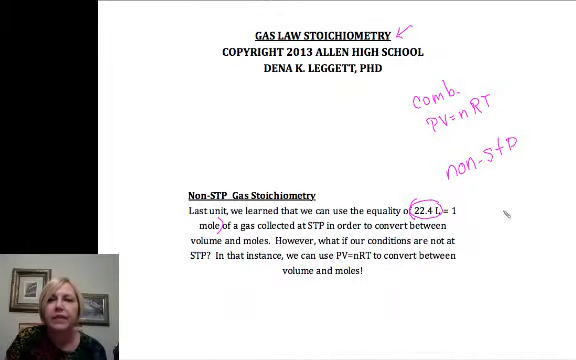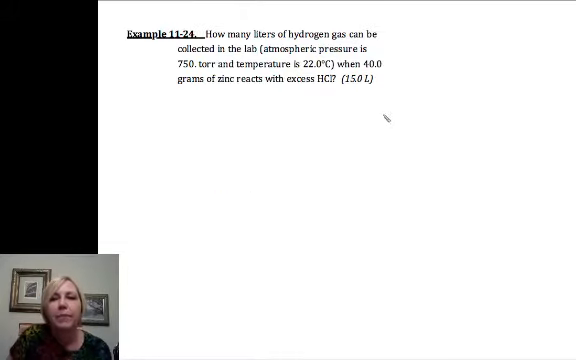A couple of units ago, we used as a conversion factor the molar volume, that 1 mole of an ideal gas at STP is going to have 22.4 liters. Well, now we're going to be looking at non-STP situations. So let's take a look at the first problem.